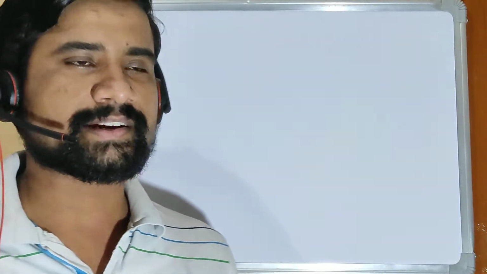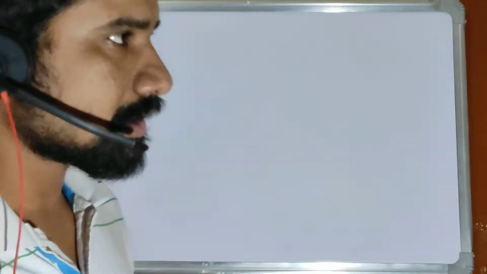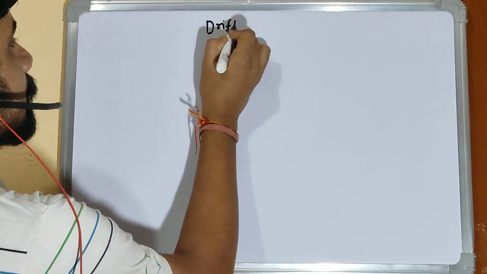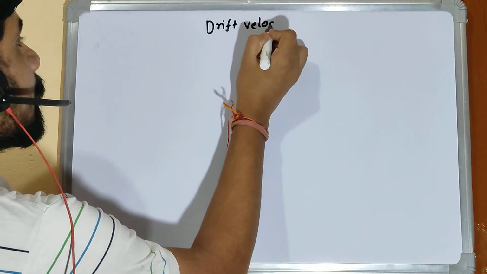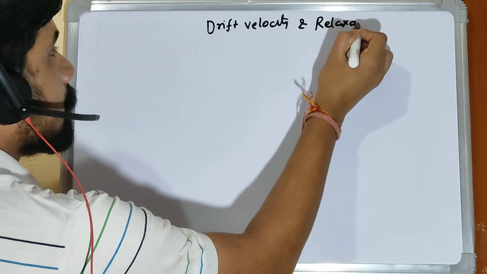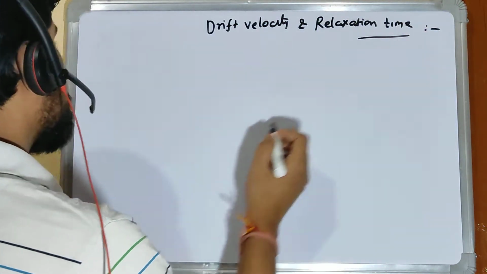Hello everyone, this is a continuation of our series on current electricity, where we discussed Ohm's law and also resistance and the parameters affecting resistance, right? So let's start with a topic called drift velocity and relaxation time. These terms might be new to you, but let's understand what happens.